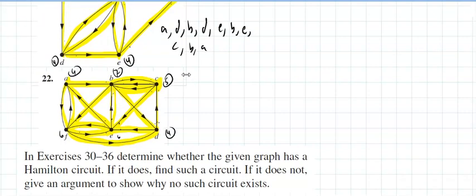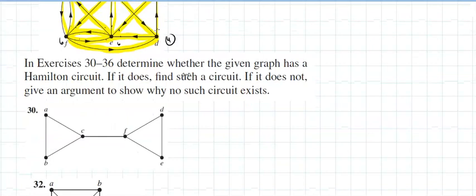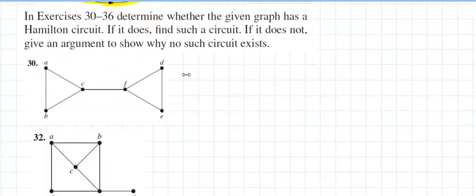Now, Euler is going over every edge. Hamilton is going over every vertex, which is a bit tougher. Determine whether the given graph has a Hamilton. Well, no circuit exists because once I get to C to F, there's no coming back. So if I start at A, B, C, once I run to F, there's no way of going back to A and vice versa. So C and F are the issue.